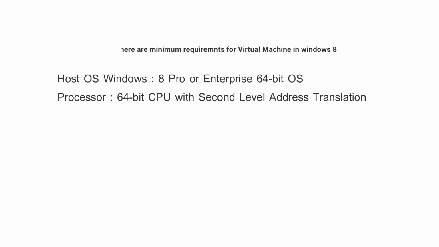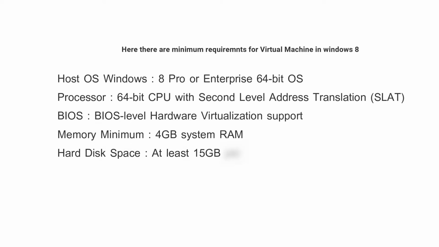Here are the minimum requirements for a virtual machine in Windows 8. Host OS: Windows 8 Pro or Enterprise 64-bit OS. Processor: 64-bit CPU with second-level address translation, SLAT. BIOS-level hardware virtualization support. Memory: minimum 4 GB system RAM. Hard disk space: at least 15 GB per virtual OS.